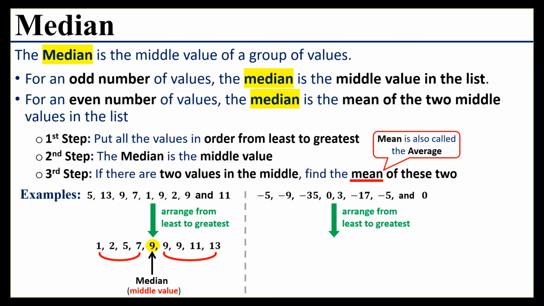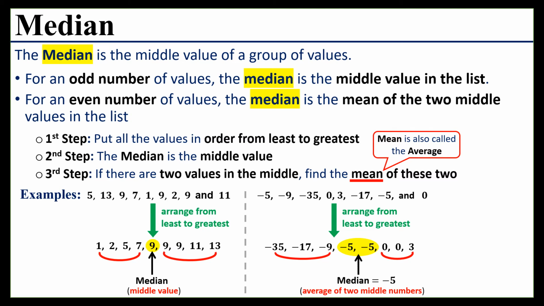For the example on the right, you're given a set of values and you must arrange them again from least to greatest. Once you do this, you must find the median. However, for this example, since we are given an even number of values, we need to find the mean of these 2 values. So the mean of these 2 values of -5 and -5 would be -5. So the median is equal to -5.